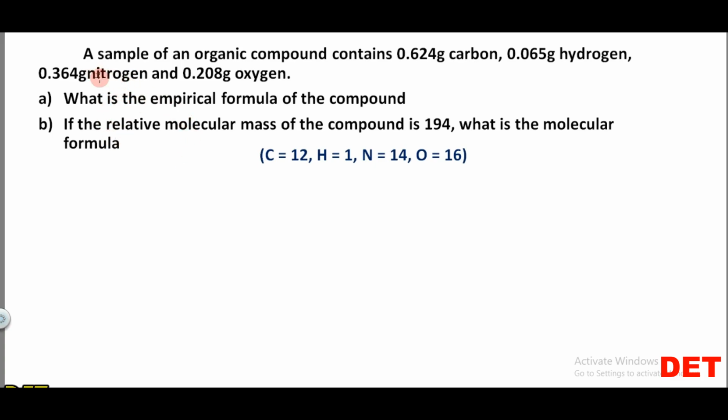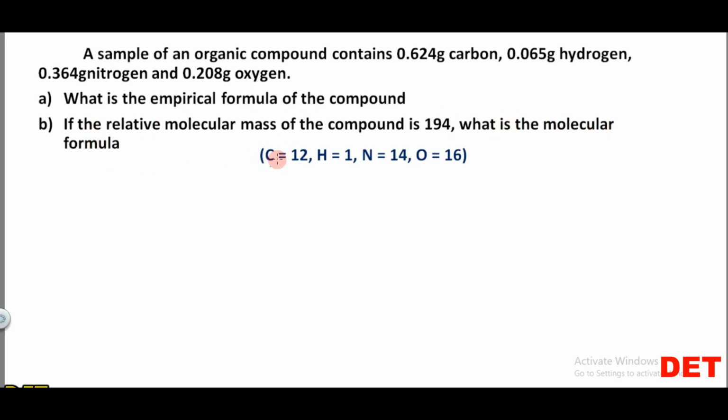Alright, so in this video, we'll be looking at this question. A sample of an organic compound contains 0.624 gram carbon, 0.065 gram hydrogen, 0.346 gram nitrogen, and 0.208 gram oxygen. A. What is the empirical formula of the compound? B. If the relative molecular mass of the compound is 194, what is the molecular formula?